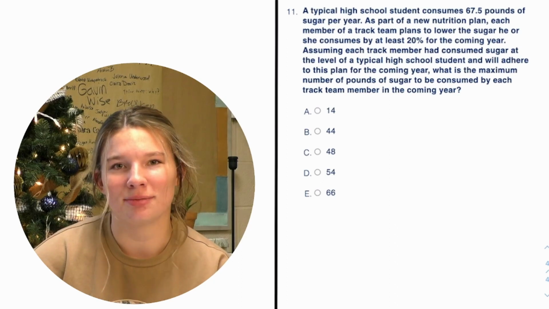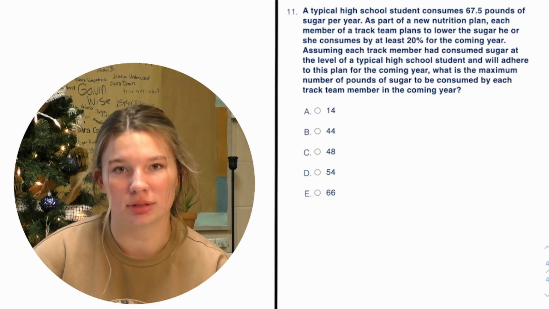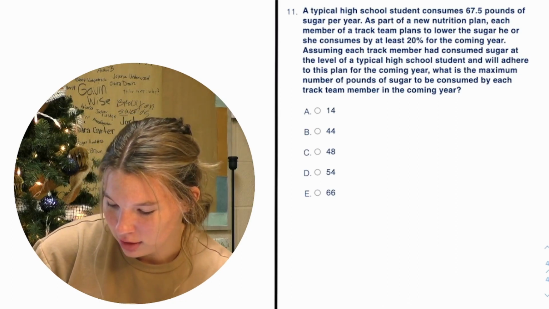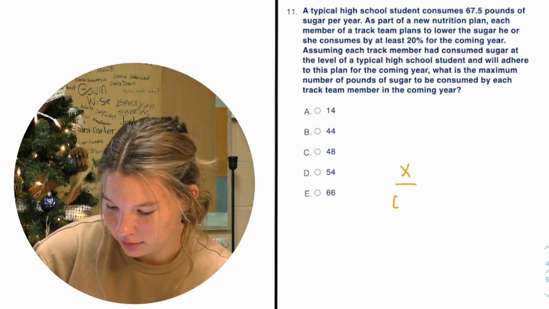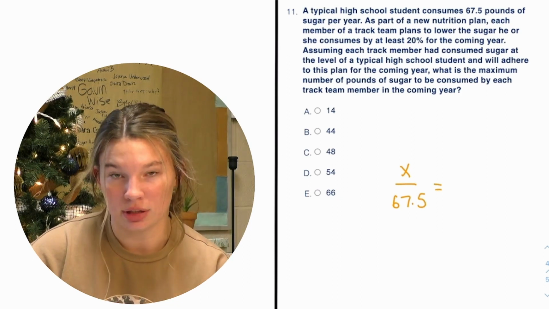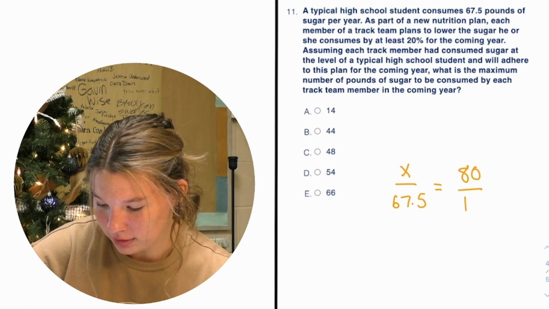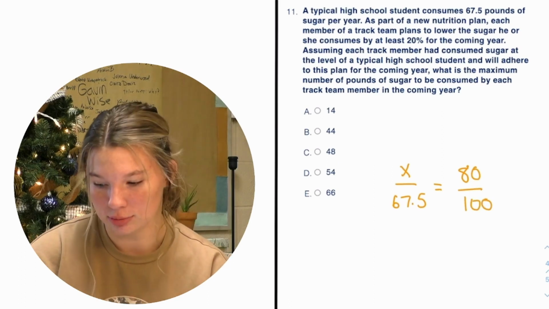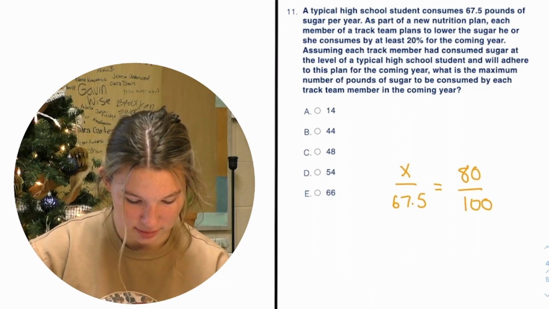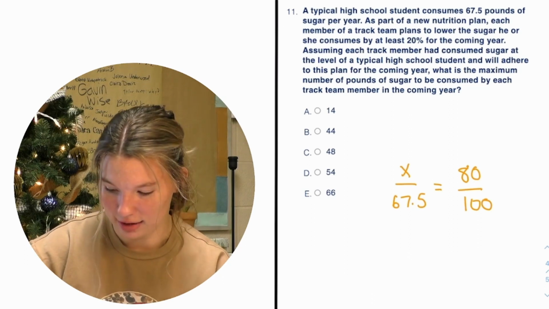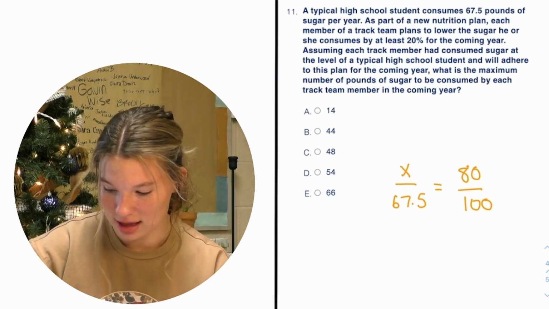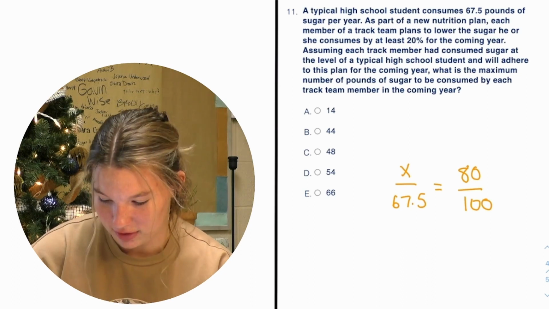So take yourself back to middle school and remember part over whole equals percent over 100. And that's how we're going to solve this equation. So we need to know how much out of 67.5 would equal 100 minus 20%, so 80% over 100. And then from here, we're just going to cross multiply and divide. Again, doing this on our calculator, 80 times 67.5 will give us 5,400, and then divide that by 100. Our answer is going to be 54.